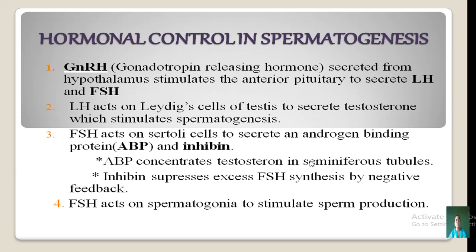The main hormone is known as gonadotropin releasing hormone, which is secreted from the hypothalamus of brain. Brain contains hypothalamus, which secretes the hormone called gonadotropin releasing hormone, which is simply called GnRH. This GnRH stimulates the anterior pituitary gland to secrete LH and FSH. LH is luteinizing hormone, FSH is follicle stimulating hormone. These two hormones are secreted by the anterior pituitary gland after stimulation by GnRH of hypothalamus. At a particular age, hypothalamus secretes GnRH. This hormone stimulates anterior pituitary gland.